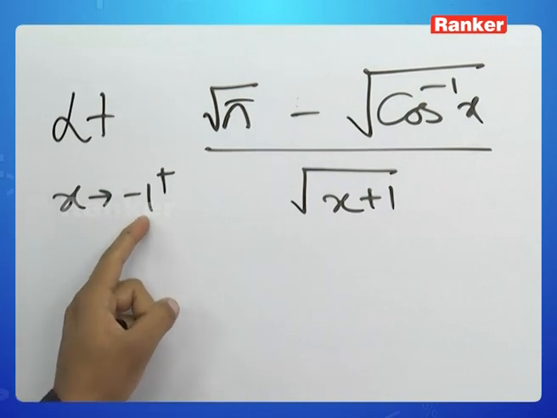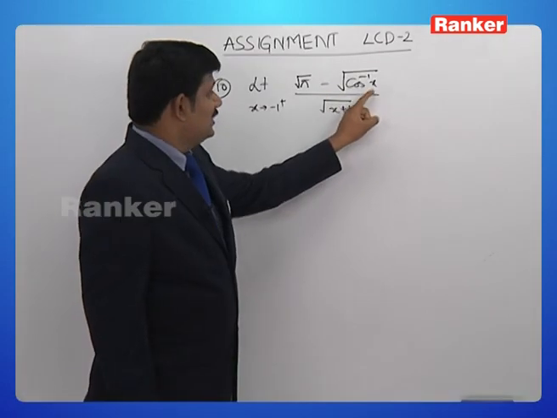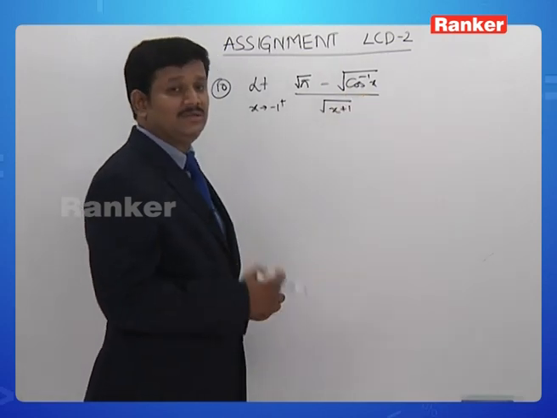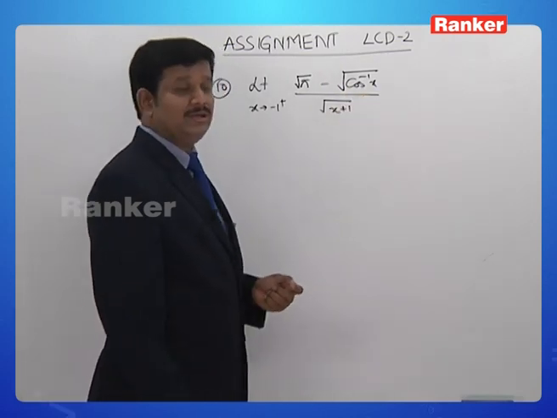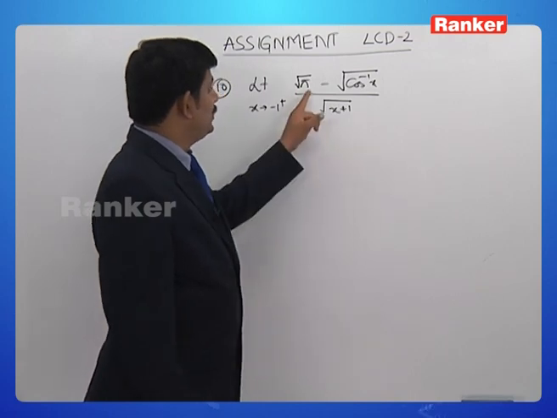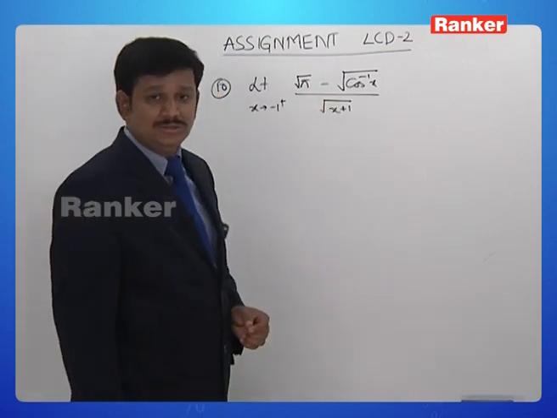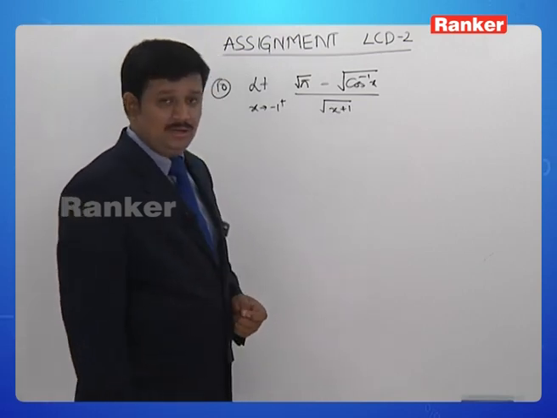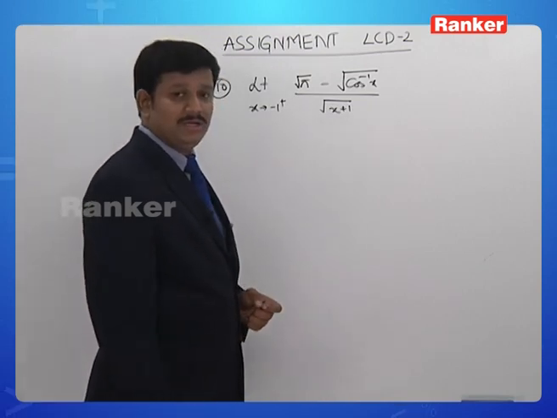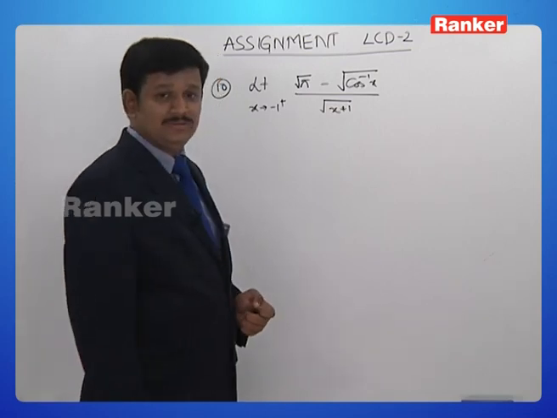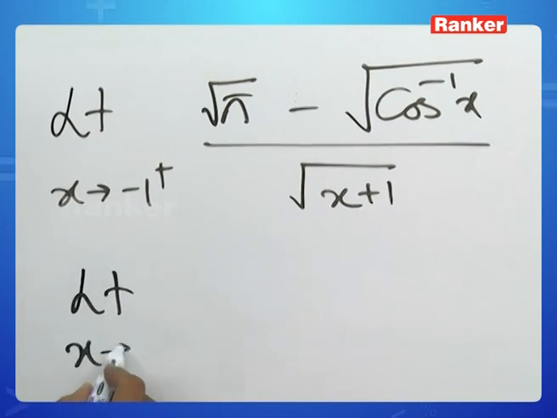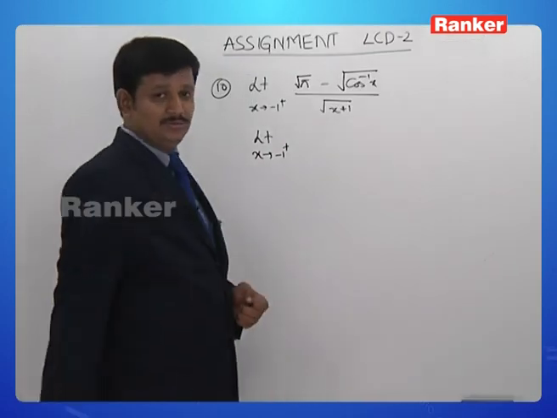And as x tends to minus 1 plus, x is slightly greater than minus 1, cos inverse of a number slightly greater than minus 1 would be tending to pi. So root pi minus root pi is also 0. So it's a 0 by 0 form. We can go for L'Hospital rule, but with the roots and all in place, differentiation would be comparatively difficult. So let us simplify the question before we go for L'Hospital rule.